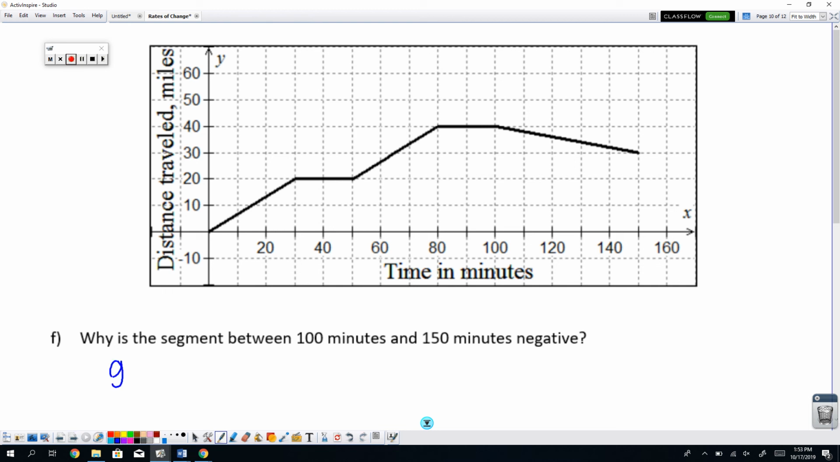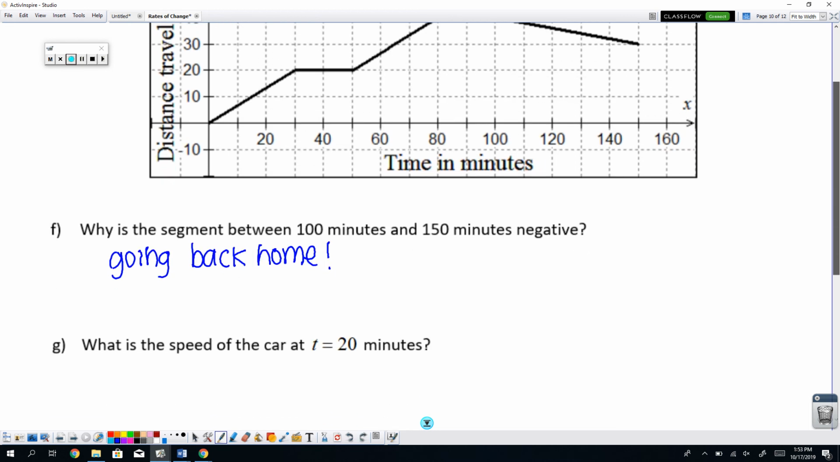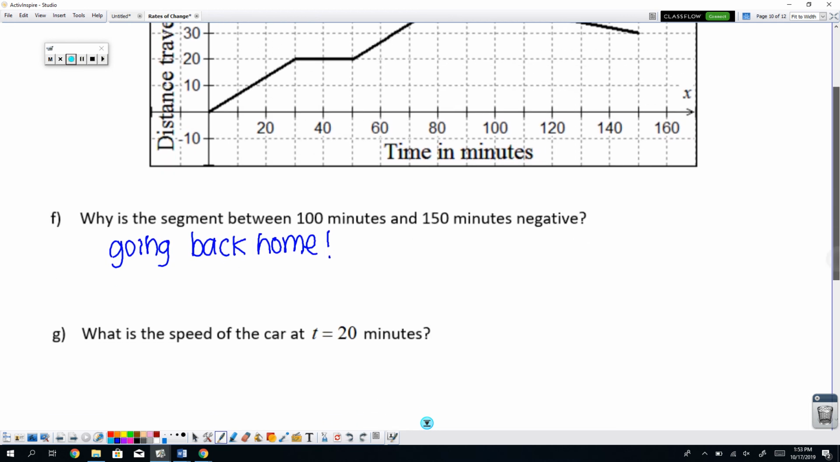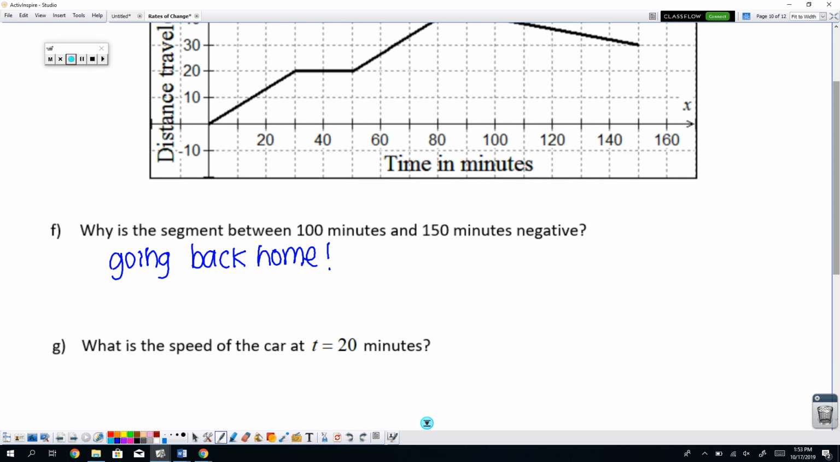We're going to go back. We're going back. Going back home, or back to where we started. Or turning around. It says, what is the speed of the car at 20 minutes?